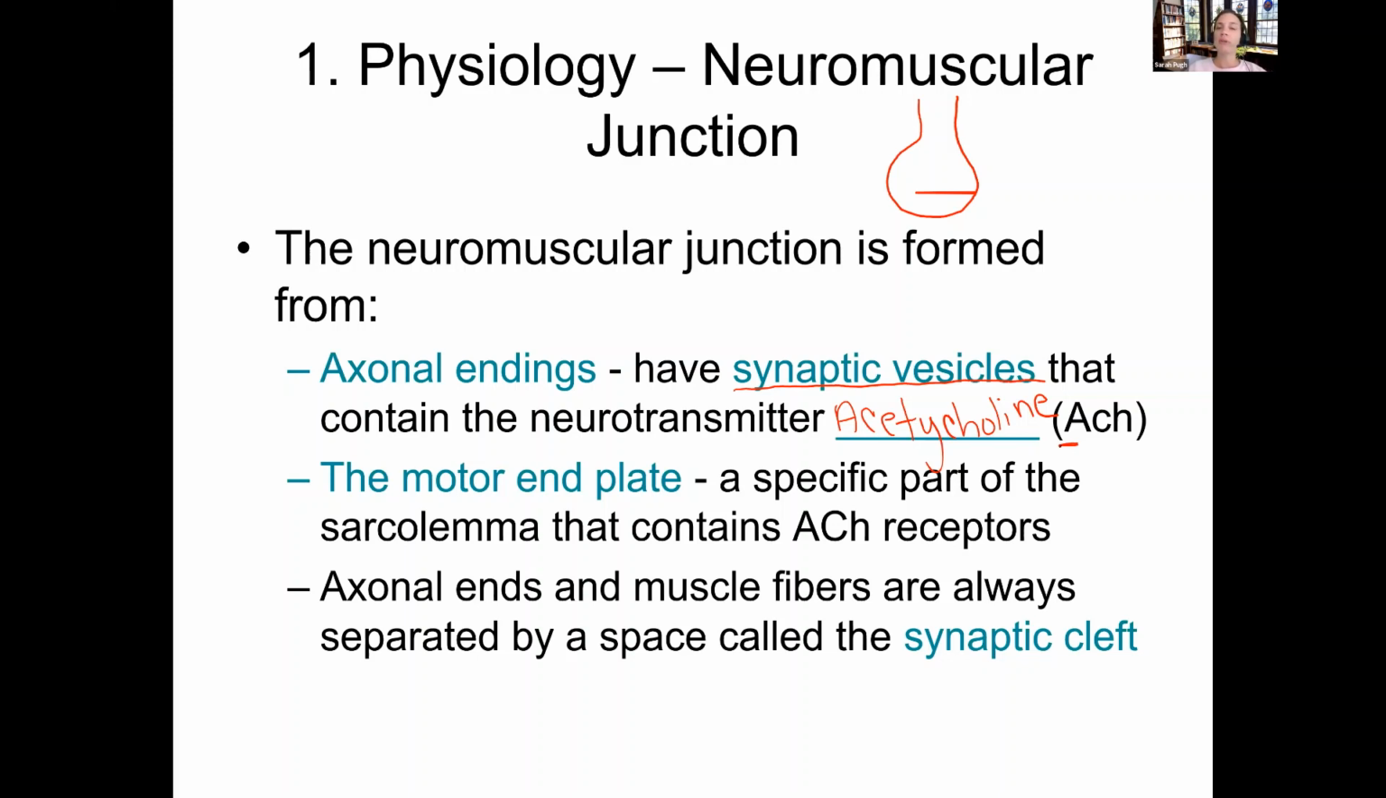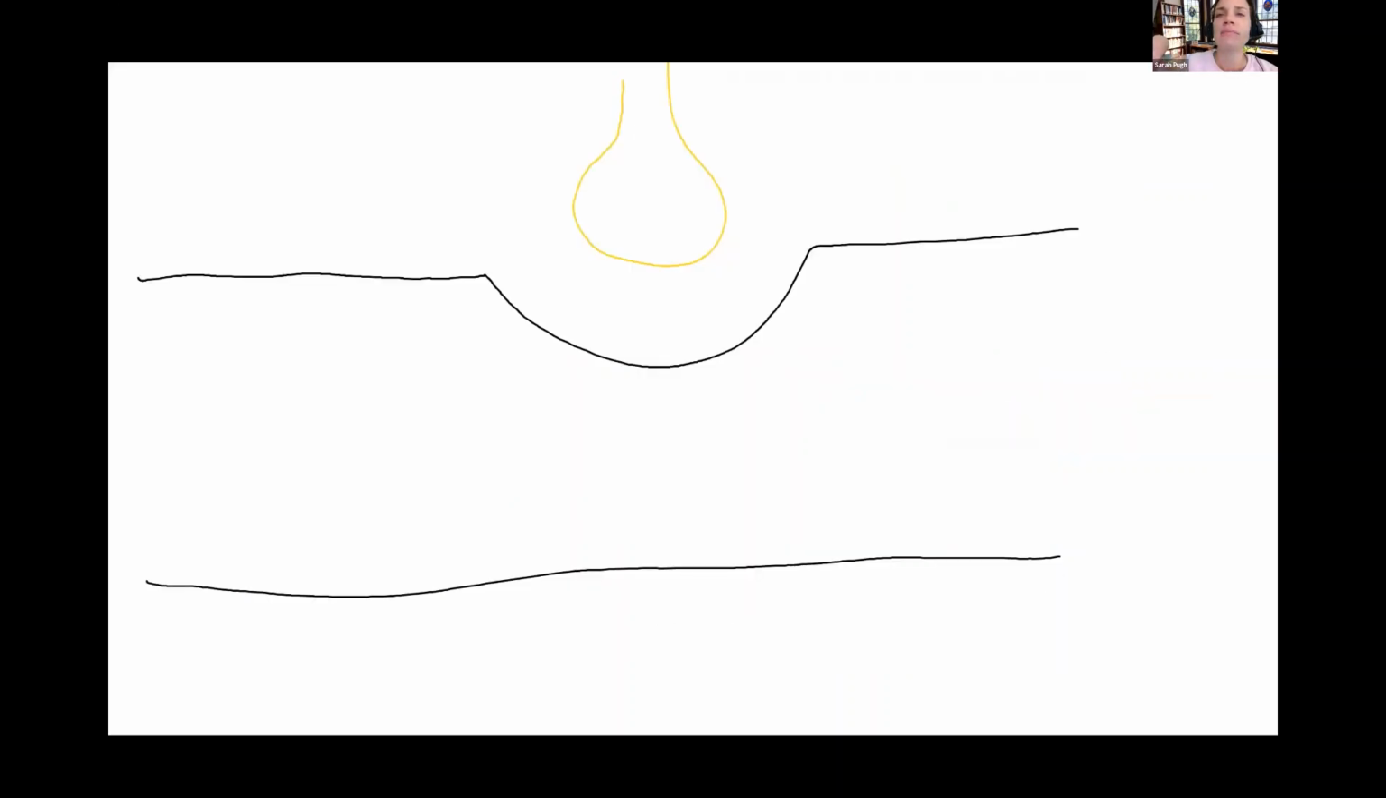Another thing is something called the motor end plate. This is the part of the sarcolemma directly across from the neuron that contains receptors for acetylcholine. And also you'll notice when I draw out that neuron and muscle cell, they're never touching. There is always a space between the two. And that space is called the synaptic cleft. Okay, so let's jump back to our whiteboard, to our drawing. I'm actually going to make my neuron a little bit bigger so that we can draw inside of it.